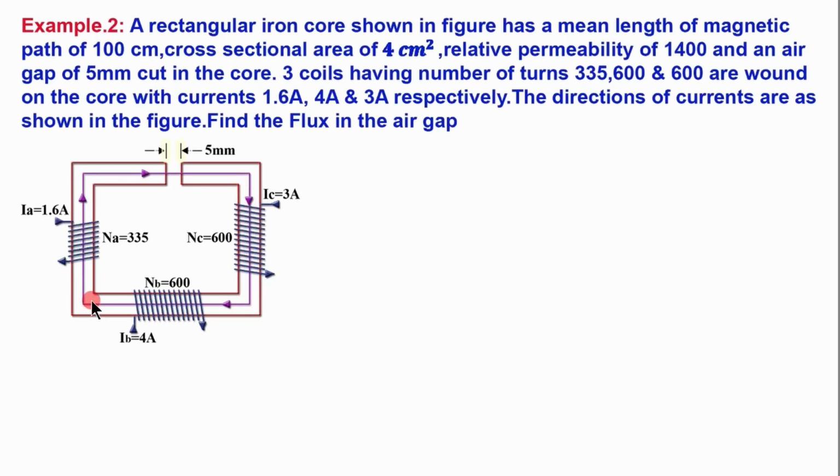In example 2, a rectangular iron core having a mean length of 100 cm is shown. The cross-sectional area of the iron core is 4 cm square. In the core, an air gap of 5 mm is cut. The relative permeability of this iron core is given as 1400. There are 3 coils A, B and C having number of turns 335, 600 and 600. Current flowing are 1.6 ampere in coil A, 4 ampere in coil B and 3 ampere in coil C. But we can see that in coils A and B the currents are in the same direction, while in coil C the current is in the opposite direction.